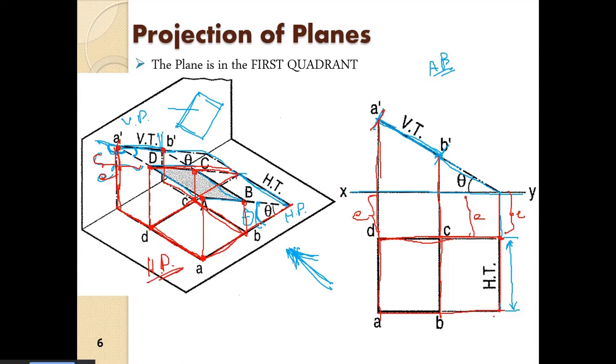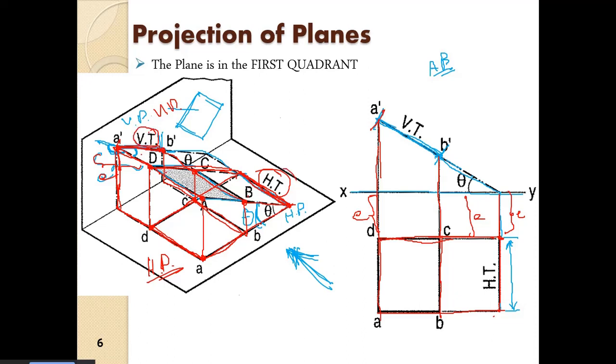And if we extend the plane, you will see that it cuts the horizontal plane at this line. Right? So that is the horizontal trace. Okay, and if we extend the plane through A to D up to the vertical plane, and from B to C to the vertical plane, the plane ABCD will cut the vertical plane at A dash B dash here, so that is the vertical trace.